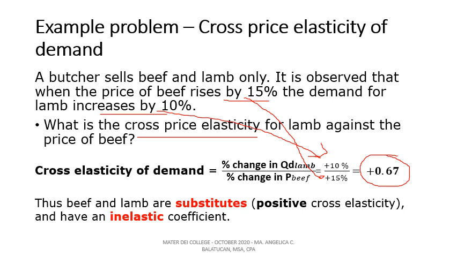positive 0.67. Since the answer is positive, the coefficient is positive, so we can say that beef and lamb are substitutes. Again, why are they substitutes? Because of their positive coefficients. And to determine the elasticity of this cross-price elasticity of demand for lamb against the price of beef, we will look at the number for the coefficient. Since it is less than 1, it is inelastic.